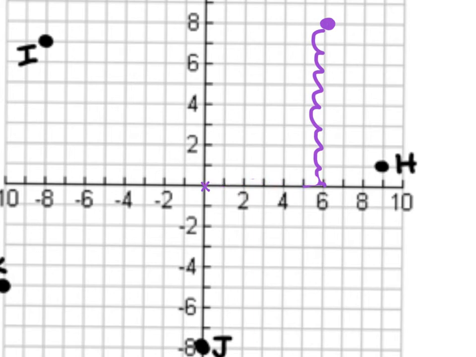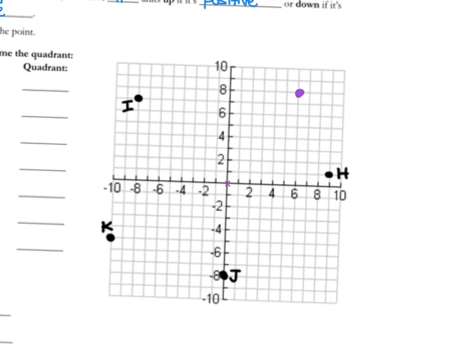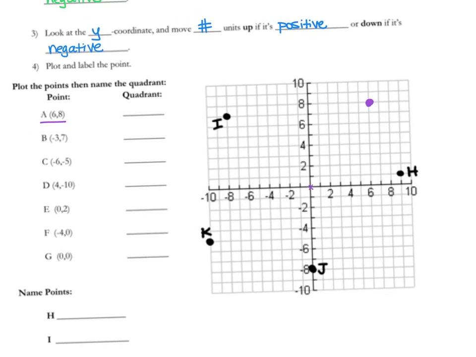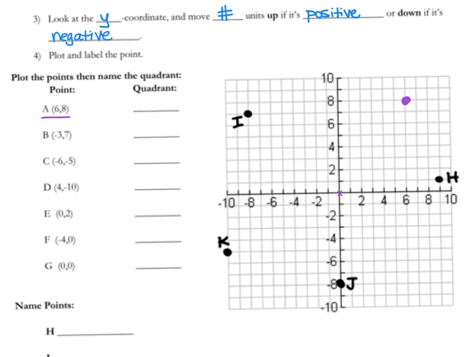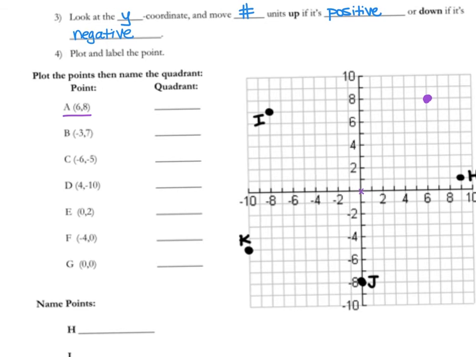Okay, now I'm going to erase this part so that we can continue to plot points without it getting too messy. So I do have my point right here at 6, 8. Guys, it works like a grid. If you've ever played Battleship before, very similar. Don't overthink it. Let's plot the rest of these. Point B.